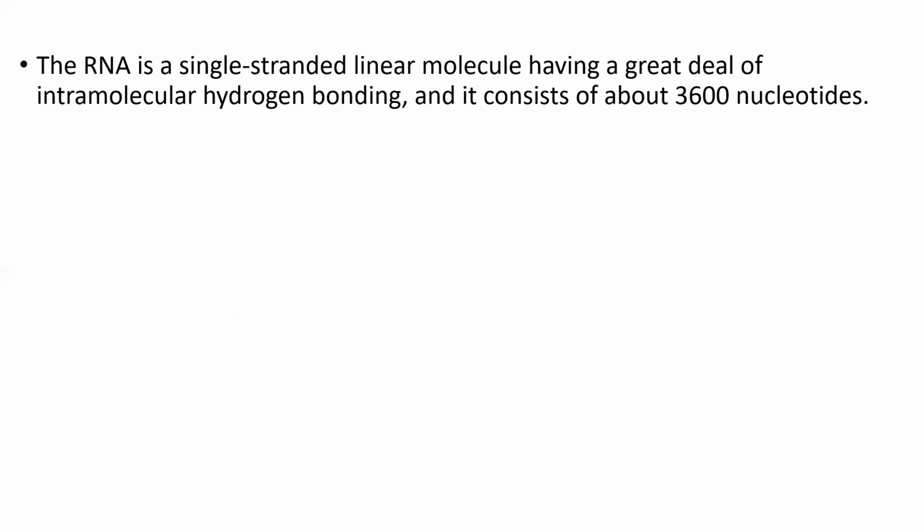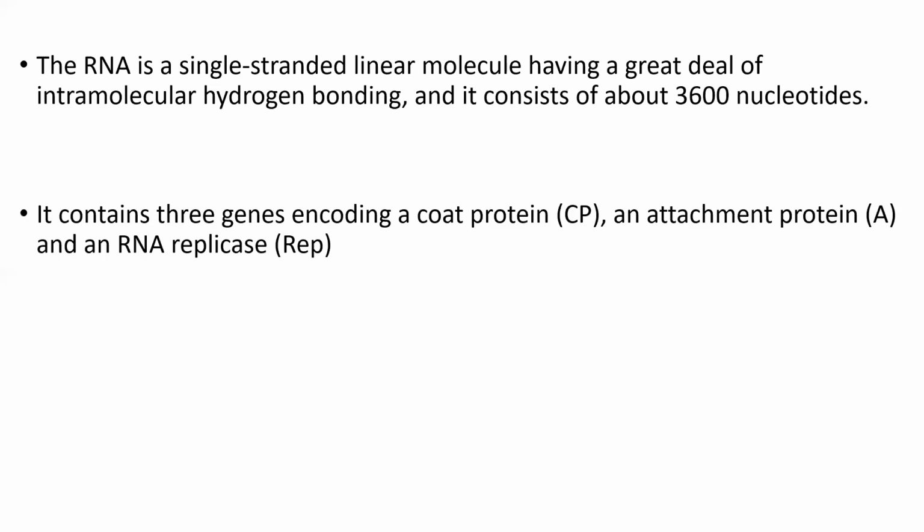The RNA is a single-stranded linear molecule. It's a single-stranded genetic material, linear. It has a great deal of intramolecular hydrogen bonding, which we'll see in the life cycle, and it consists of about 3,600 nucleotides. Now, for many years, we used to think that these single-stranded RNA bacteriophages have only 3 genes, but MS2 phage, which is very well known now, has 4 genes.